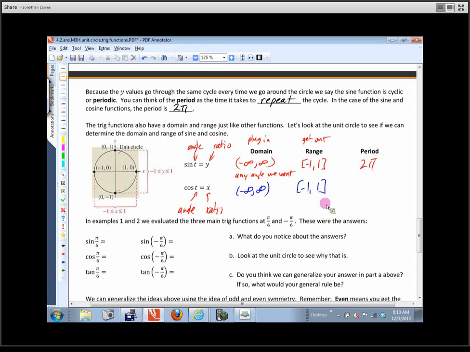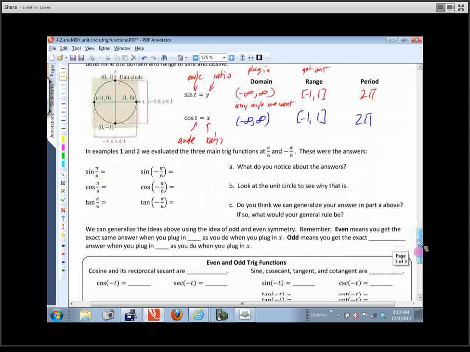Plug in any angle you want, but you're only going to get a ratio out that's between -1 and +1, including that. Okay? What's the period for the cosine function? How often does this cycle repeat? Same thing, 2 pi. Okay? Any questions there? Okay. Takes a little while to adjust your thinking to talking about domain and range and what we're plugging in and what we're getting out.